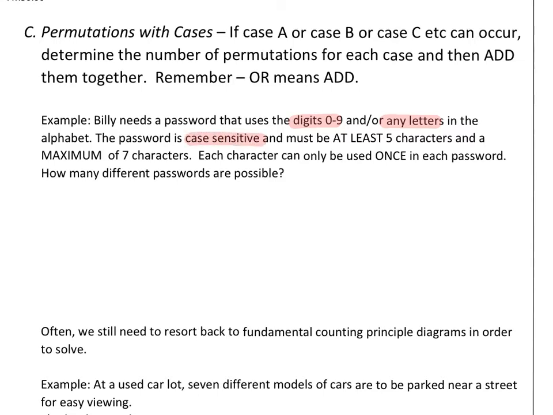It's case sensitive, so that means that lowercase and uppercase are different. So you actually have 62 things here to choose from: 10 digits, 26 capital letters, 26 lowercase letters. You must have at least 5 and a maximum of 7. So you could have 5 characters, or 6 characters, or 7 characters.